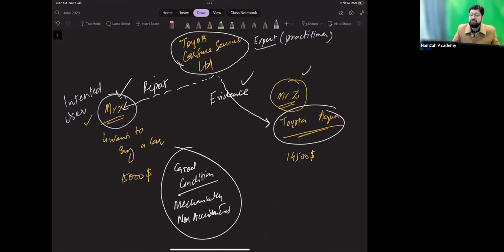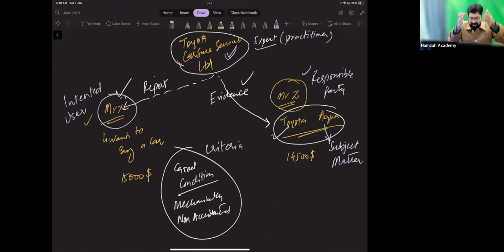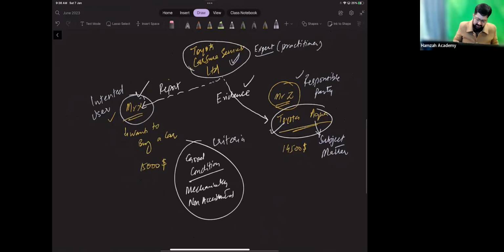Mr. Z has to sell the car. He is the responsible party to provide the car. The car is called the subject matter. And now, you see here, they are evaluating this car against criteria and then obtain evidence whether the car is as per the criteria or not, and then report to Mr. X. Students, you see here, this is called assurance engagement.